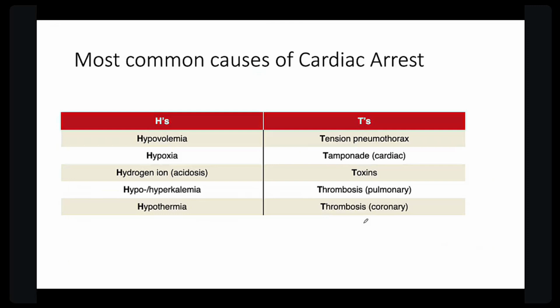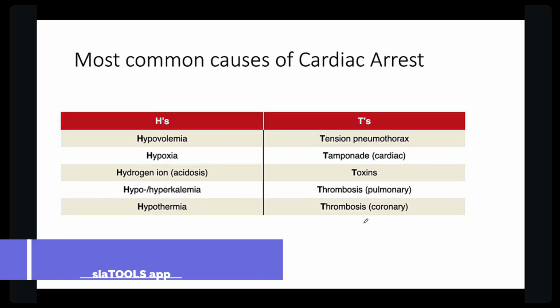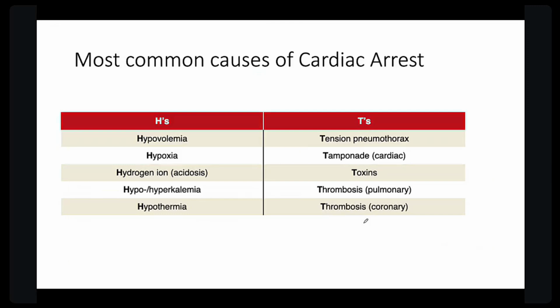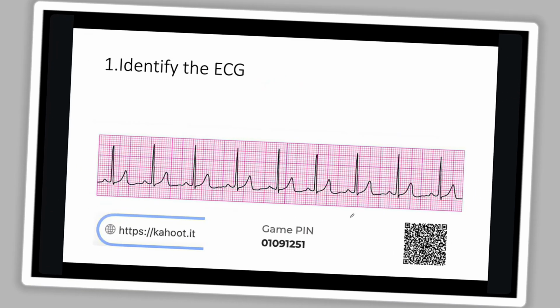So let's get going. These are the most common causes of cardiac arrest, especially if you are discussing adult cardiac arrest. These are the 5 H's and 5 T's. I'm not going to explain in detail because I know that you'll be handling code blue scenarios very often during your training period or in your professional life. H's include hypovolemia, hypoxia, hydrogen ion, that is acidosis, hypo or hyperkalemia, hypothermia, and the T's: tension pneumothorax, tamponade, cardiac toxins, pulmonary thrombosis, or coronary thrombosis.